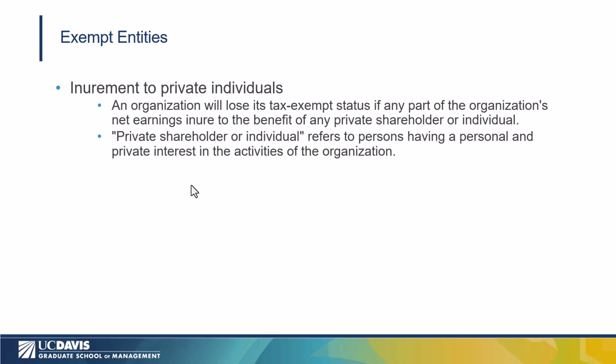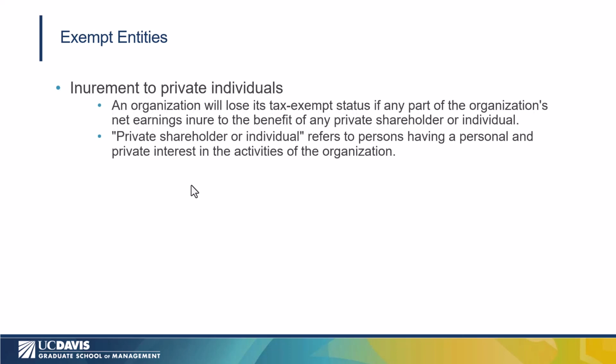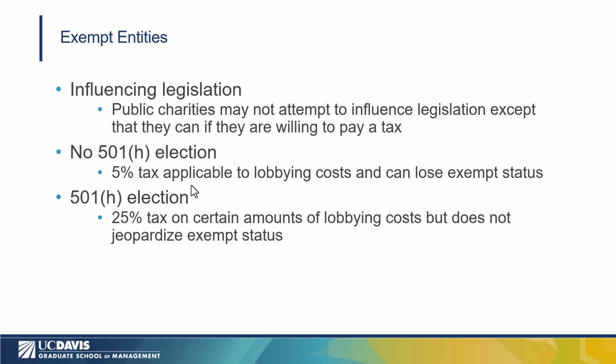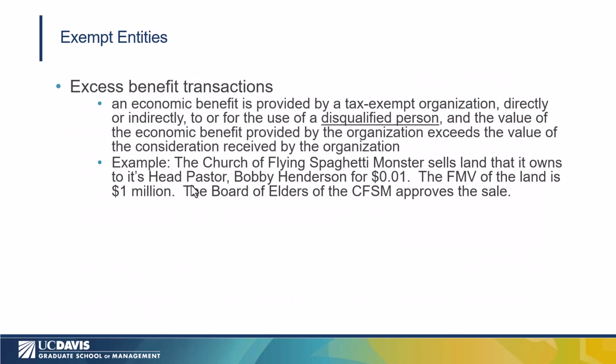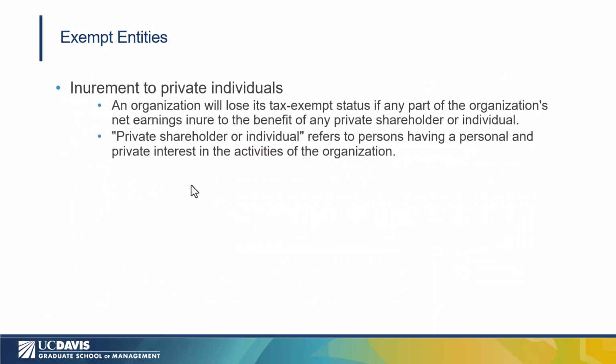One of the things that will cause you to lose your exempt status is if the organization is providing inurement to private individuals. This would be if any of the net earnings inure to the benefit of any private shareholder or individual, and this is any person having a personal or private interest in the activities of the organization. I thought there were some examples, but I guess not. Looks like we're going to have some examples later.